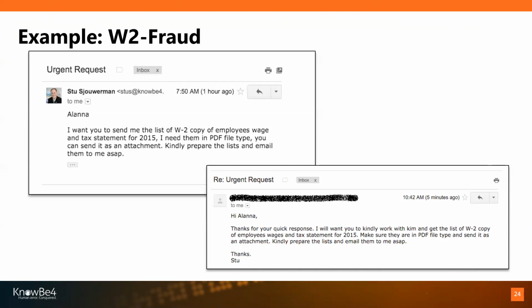Now, the attackers do this every year. We see a lot of it every year. The attackers will get them to send all of the W-2s in a PDF for all of the employees, and then they turn around and file the income taxes on behalf of all of the employees. Then what happens is, a little bit later, the employee goes to file their own taxes and finds out it's already been done for them.